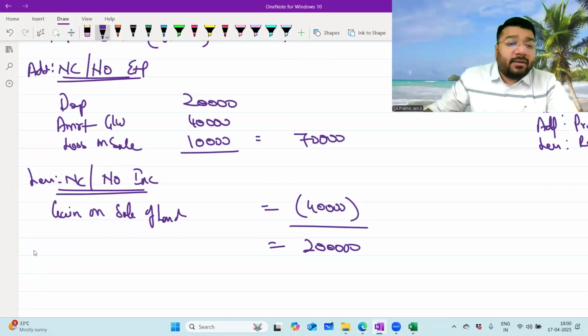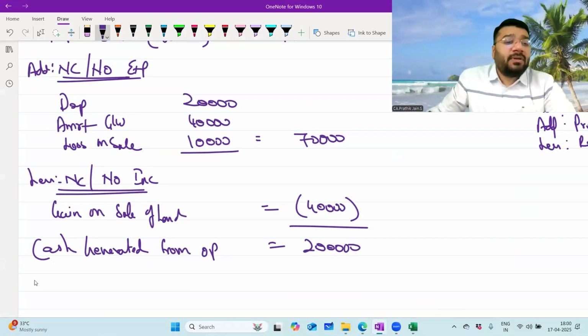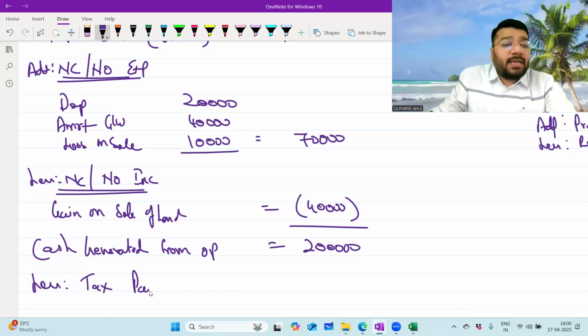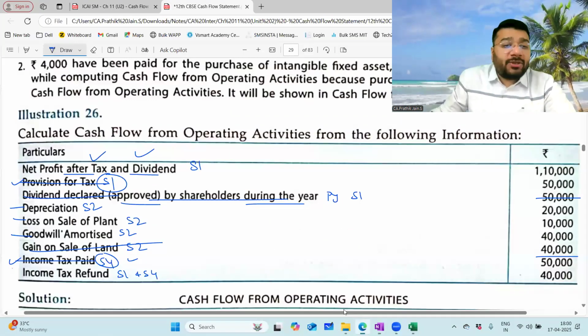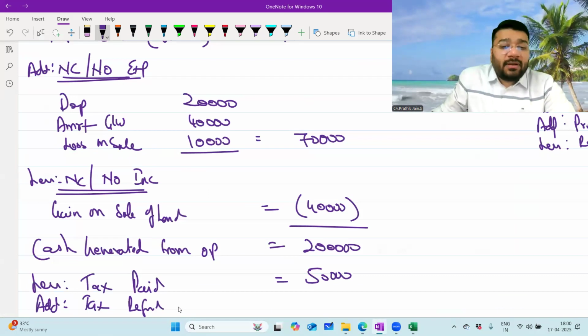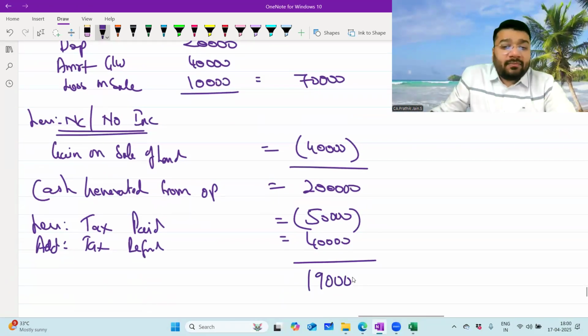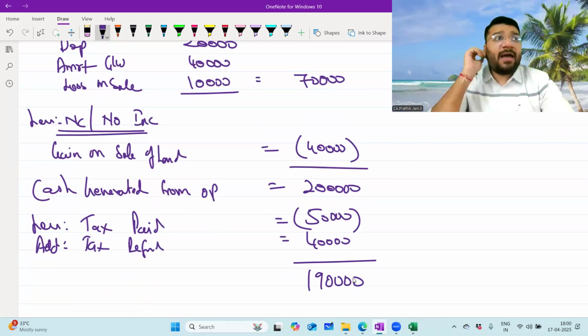So this becomes my cash generated from operation. Less segment 4, tax paid. How much? 50,000. Add tax refund. How much? 40,000. So how much? 1,90,000.